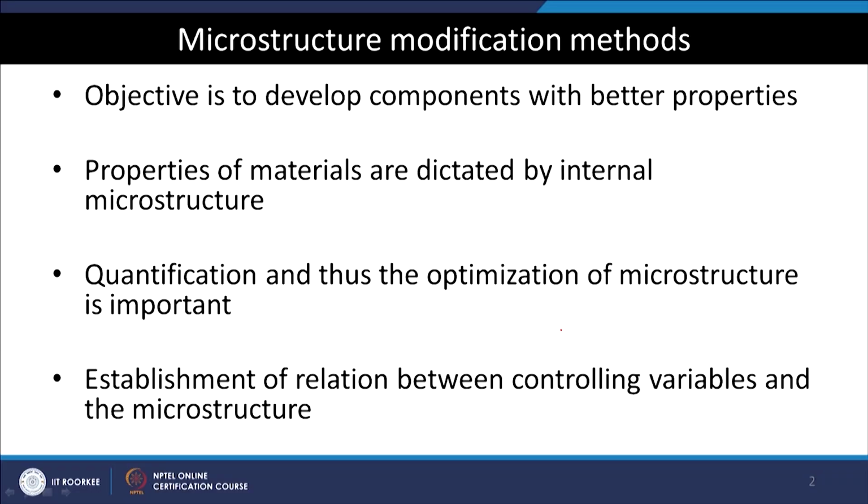That is what actually a technical person will be doing while producing the components. So, that is the important thing, the establishment of relation between controlling variables and the microstructure. So, what are all the things which will be controlling the microstructure and thus the properties of the material.